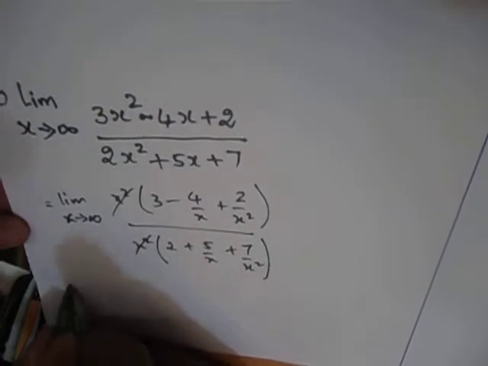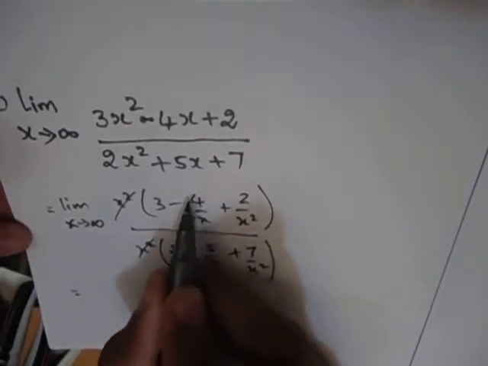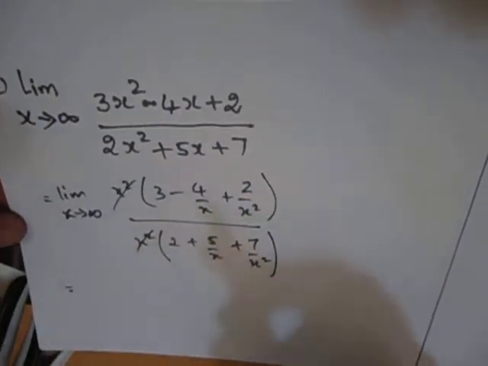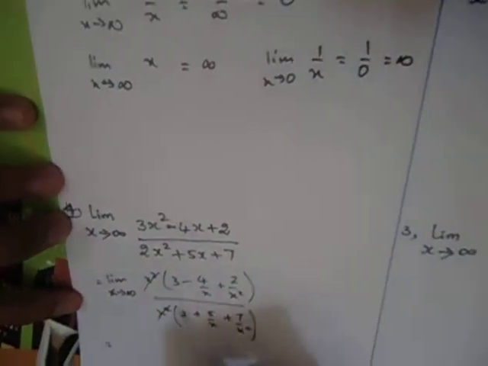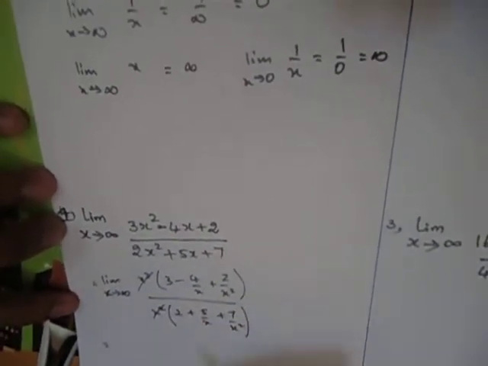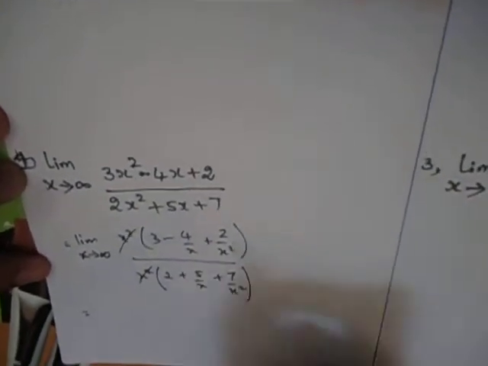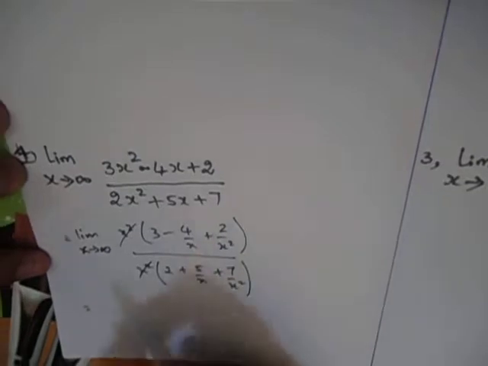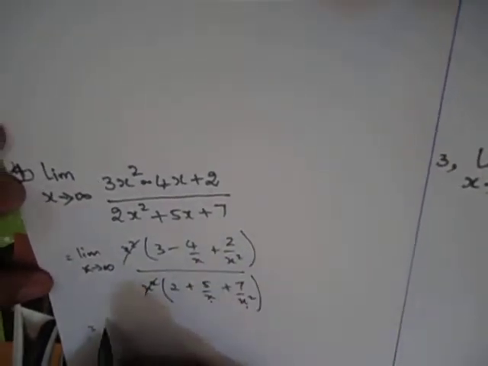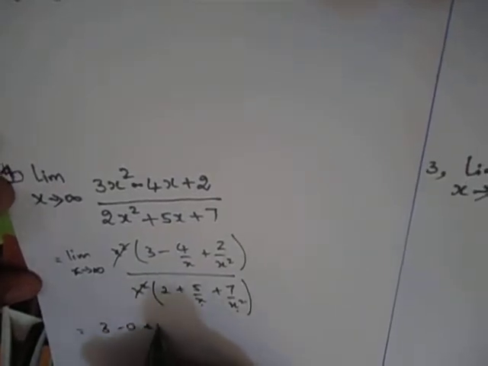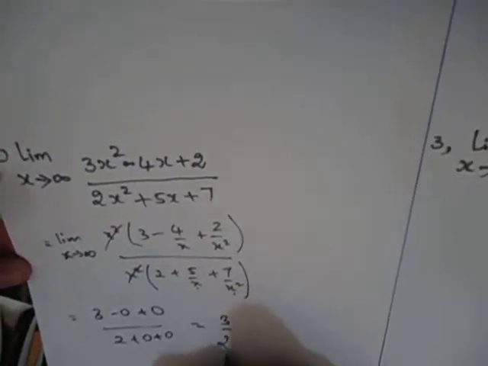Now when we substitute the limit x tends to infinity, we get 4 by infinity. Since we have seen here 1 by infinity is 0, therefore 4 by infinity will also be 0. So this term becomes 0, this term infinity square is also infinity, so this also becomes 0, as well as this and this. So we get all these terms 0. So this gives us 3 minus 0 plus 0 by 2 plus 0 plus 0. So the answer will be 3 by 2.